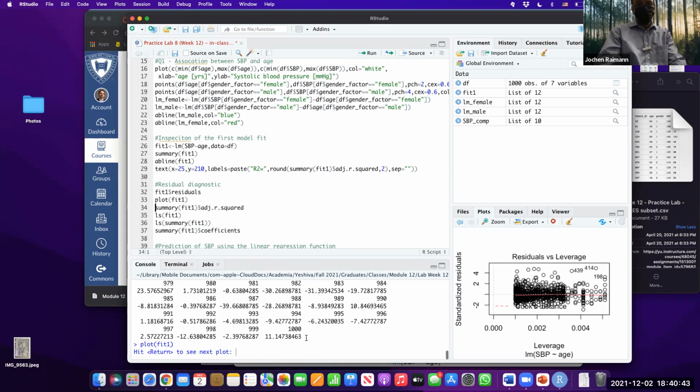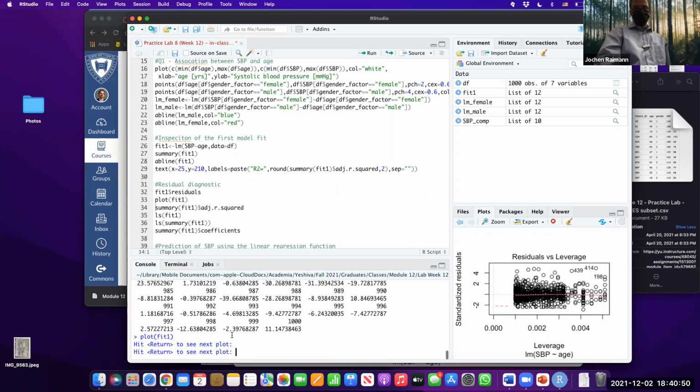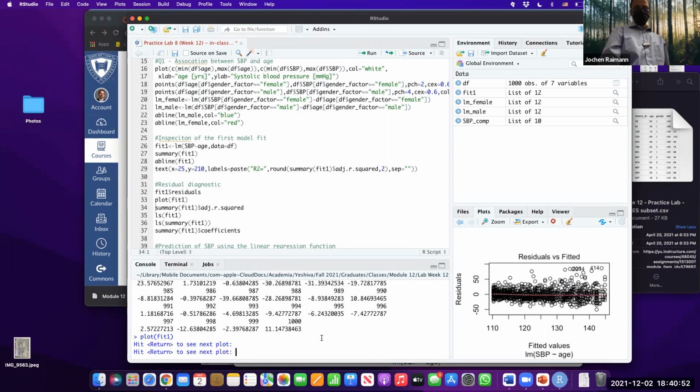You can plot these, and then you get various plots. And with return, you can get through all those plots. So you have here, as the first one, residuals versus fitted. Residuals versus fitted allows you to see whether your data is fitted well and whether you have homoscedasticity. This is a very nice and smart way to look at whether your variance changes over the entire magnitude of your parameter.